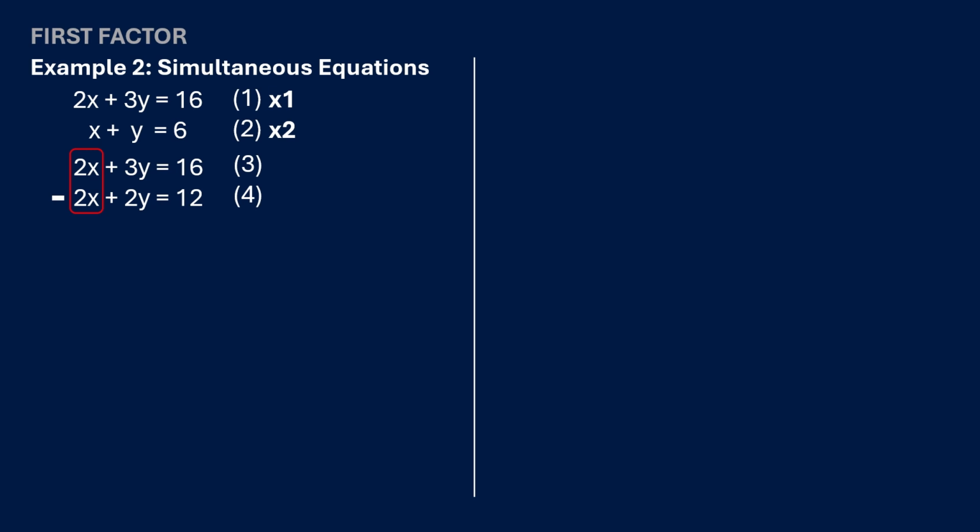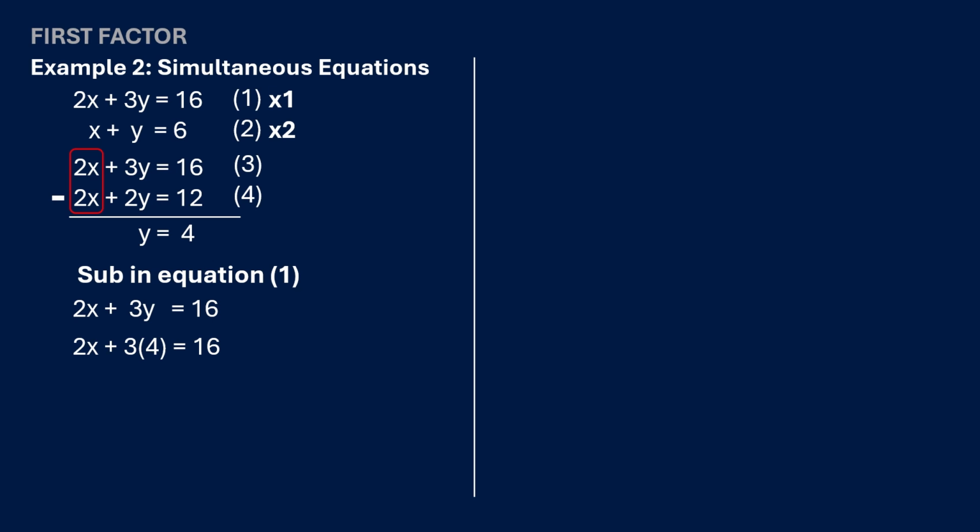We're then going to subtract equation 4 from equation 3 to remove the x values, and that will then leave us with y equals 4. We then substitute that into equation 1, so write out equation 1, substitute the value of y equals 4 into that equation. That will then give you 2x plus 12 equals 16, minus 12 from both sides. Then divide both sides by 2, and you're left with x equals 2.